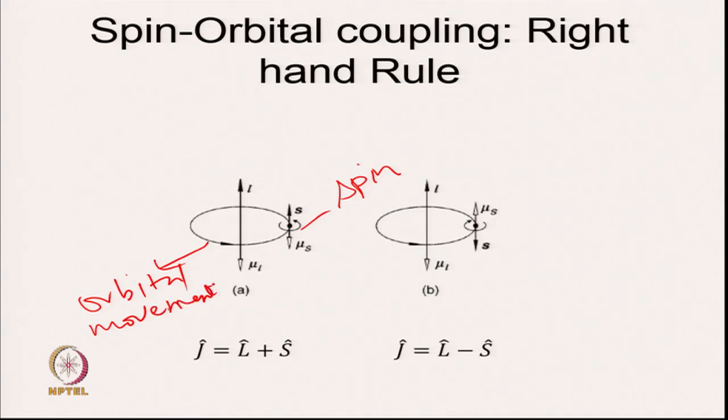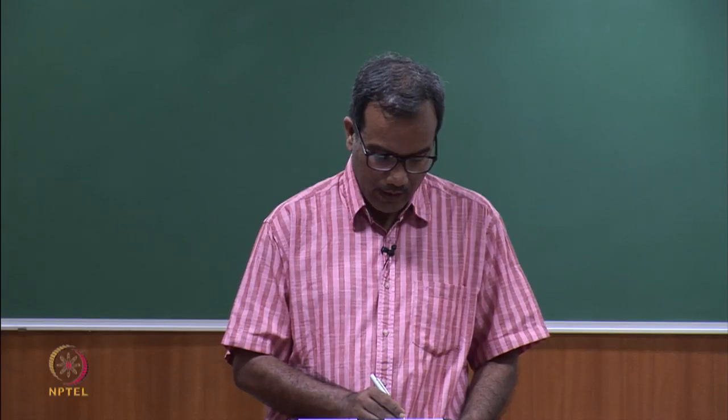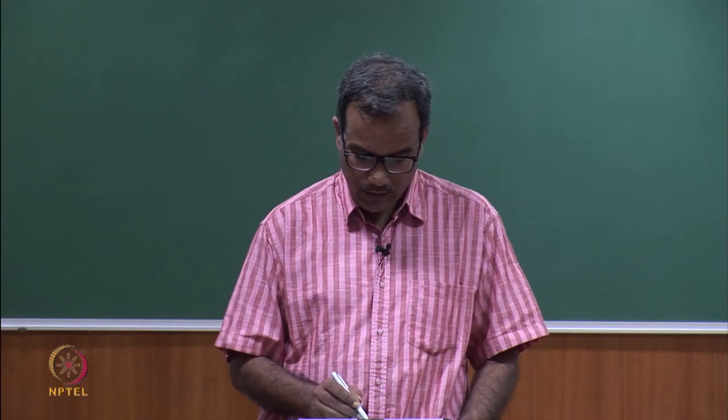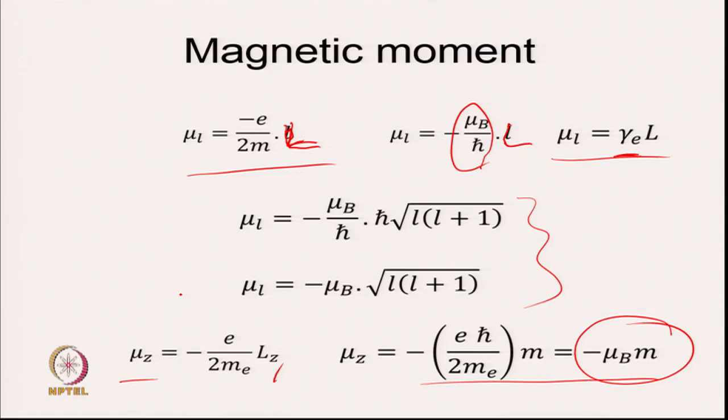Now, you see this is going anti-clockwise. So, apply the right hand rule, then the direction of angular momentum will be up, okay, and so the direction of magnetic moment will be down. Now, let us see why this direction is down, or just opposite to your orbital angular momentum. Now, this is your equation, am I right?